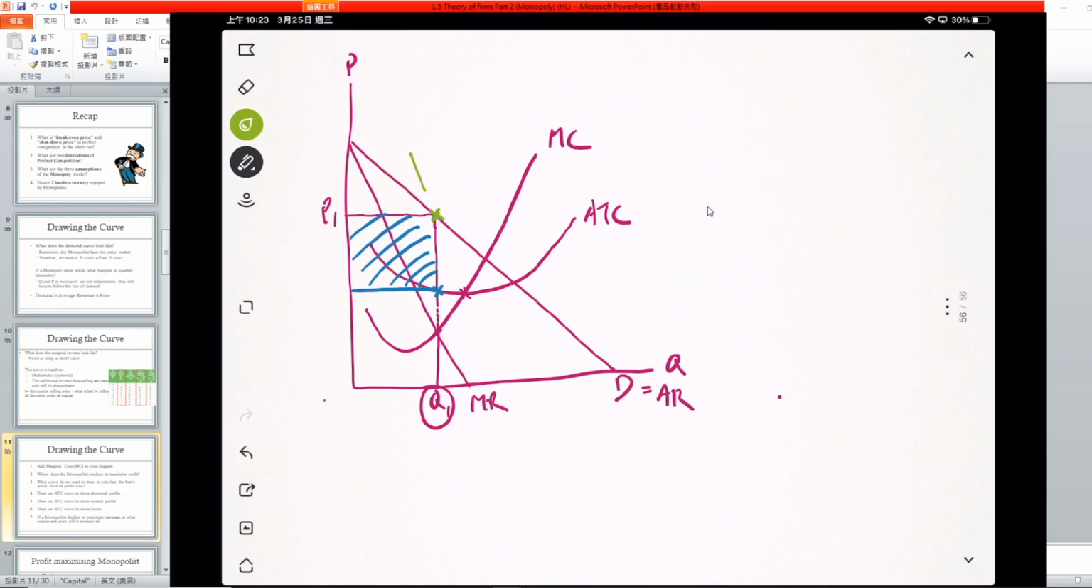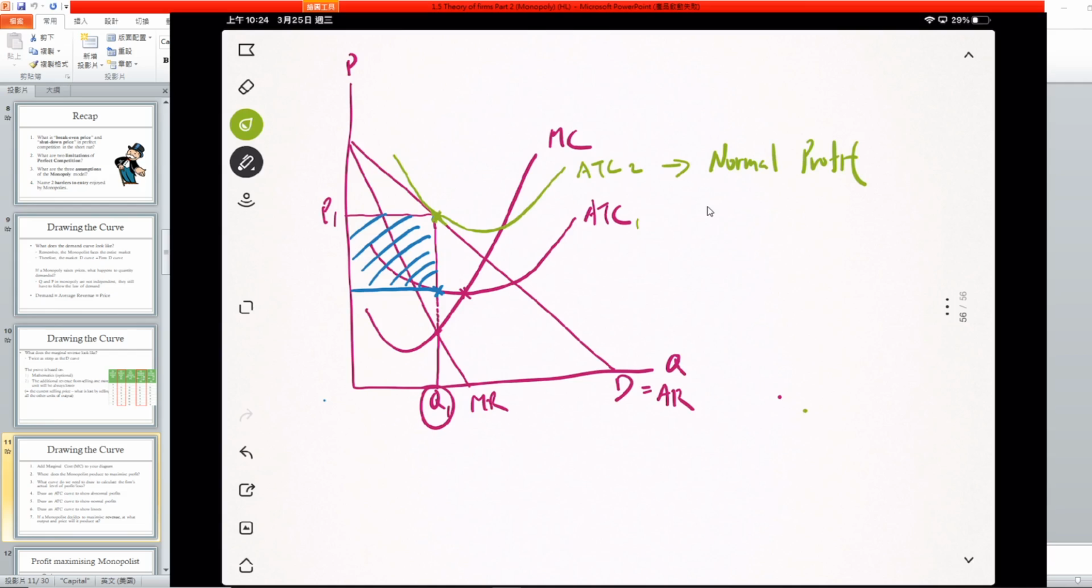All right, ATC, let's say this one, ATC2. As long as you draw a curve, when you are using Q1 as the output, maybe I can draw it better. Yeah, this one is better. As long as when you are producing at Q1, the AR there is equal to AC right there, then if you're using ATC2, you will have no problem. Is it clear?